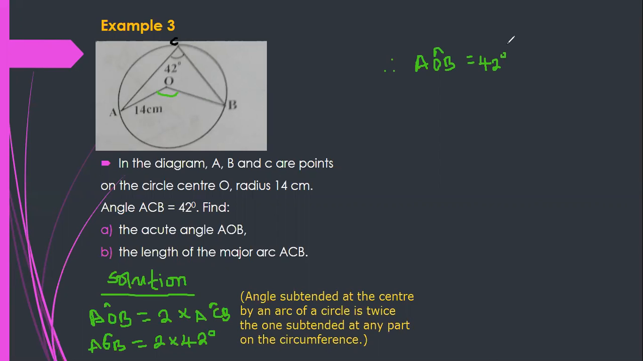So let me just get rid of this. So 84 degrees. So this is the acute angle AOB. You can see it is less than 90 degrees. So let's go ahead and find the second one.